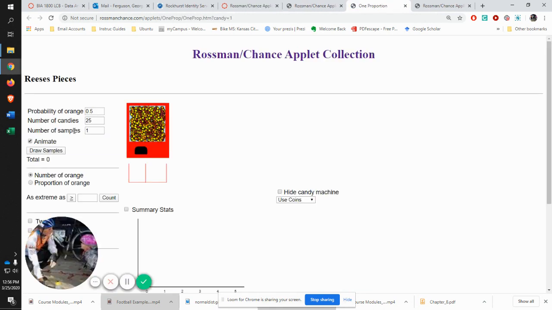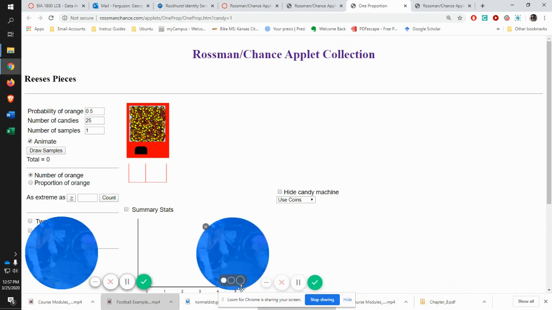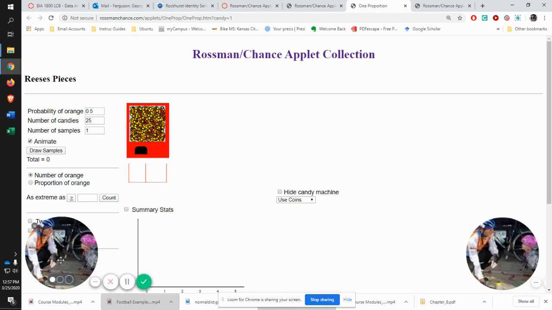In this situation, we're looking at the probability of orange pieces being pulled out. You have a population of a bunch of Reese's Pieces, and half of them are orange. So if you have a probability of orange of 0.5, that means that any time you draw 25 candies out of the machine, 12 and a half of them should be orange. So we're going to look at that.